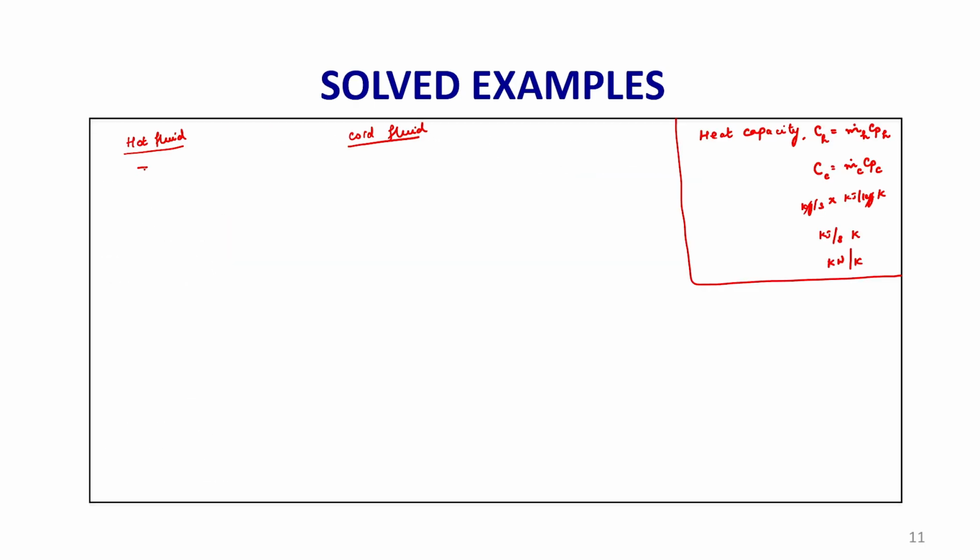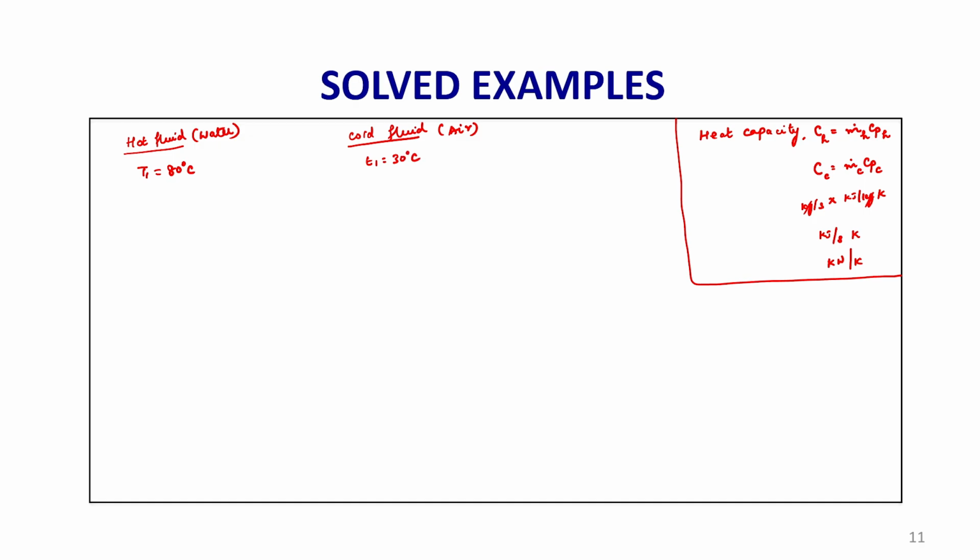So, inlet temperature is given, hot fluid is water. So, we can write the fluid also, cold fluid is air. Okay. So, T1 is equal to 80 degrees centigrade, the corresponding inlet temperature of the cold fluid is 30.